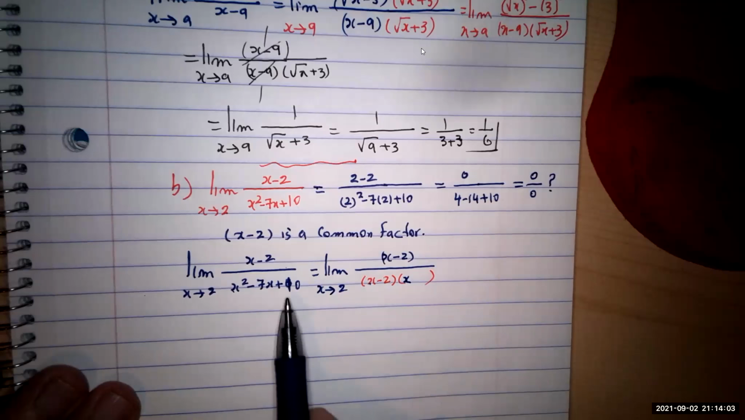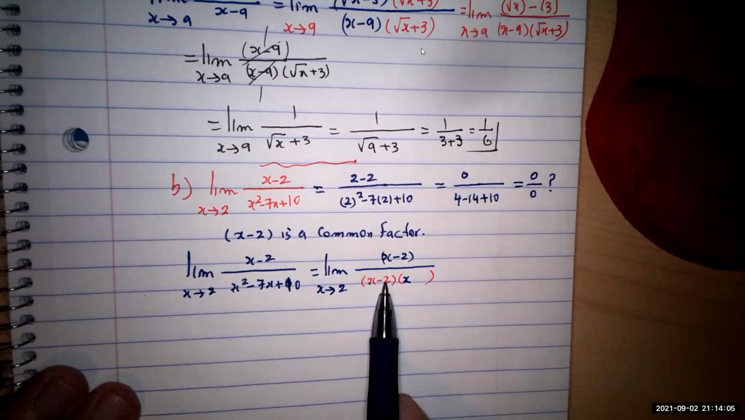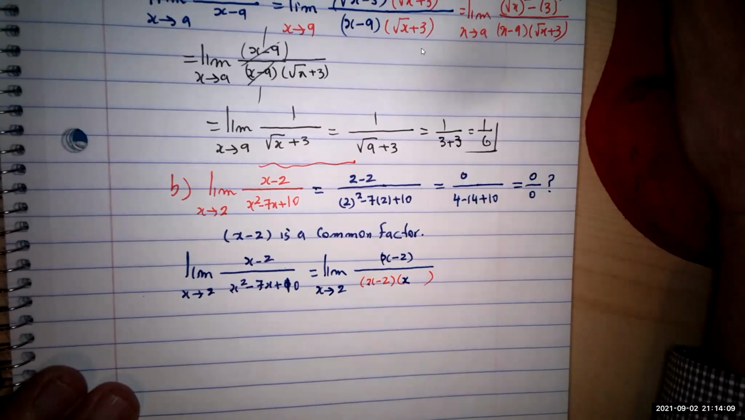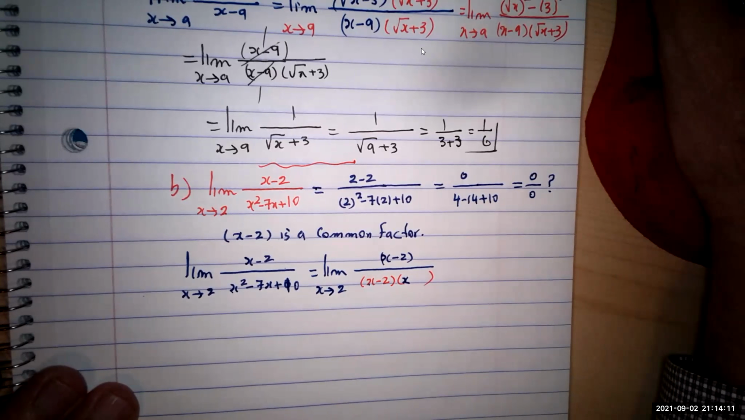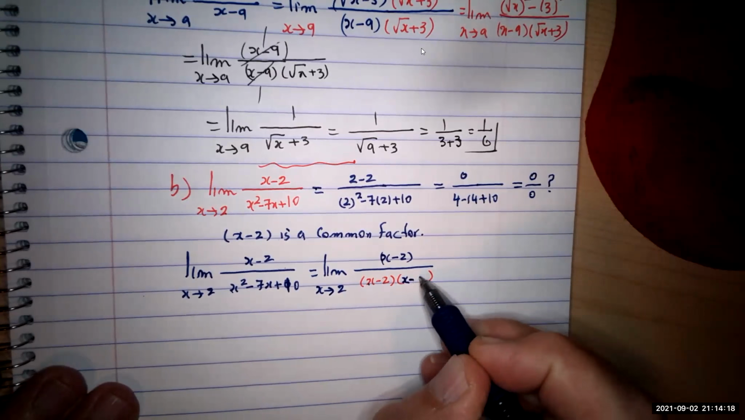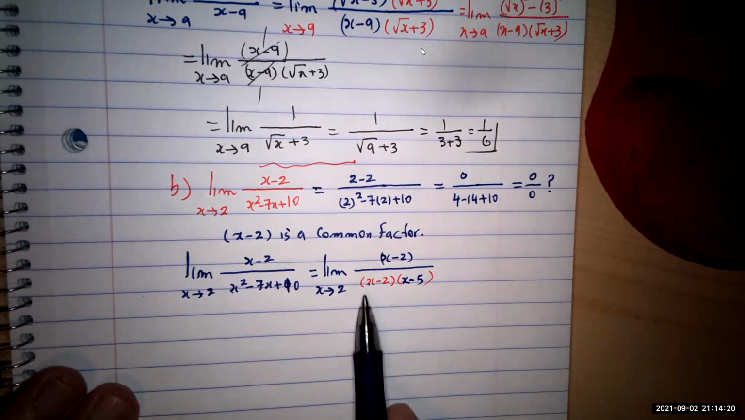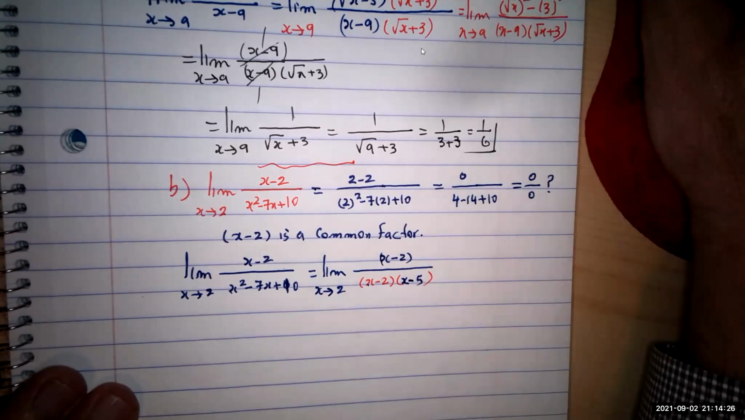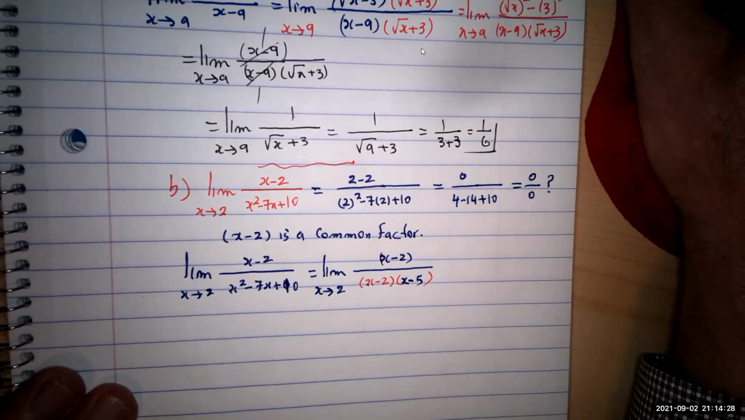Then the numbers, this is a positive 10. You have a negative 2. So negative 2 times what would be a positive 10? Yes, very good, negative 2 times negative 5. So that gives x minus 5, because x times x would be x squared, and negative 2 times negative 5 would be a positive 10. Automatically, if you multiply it, that gives you the original.